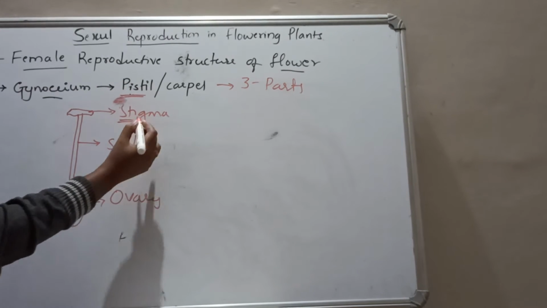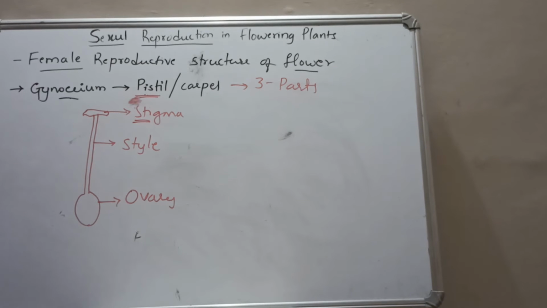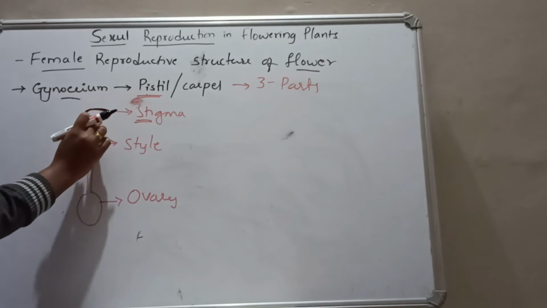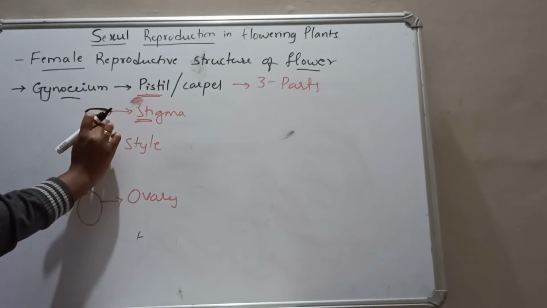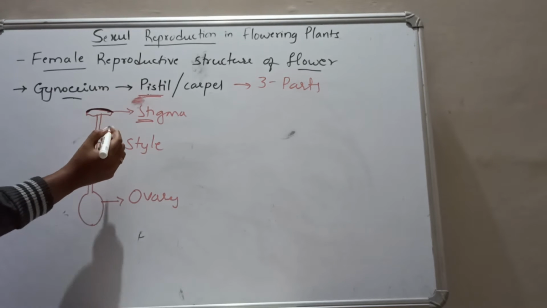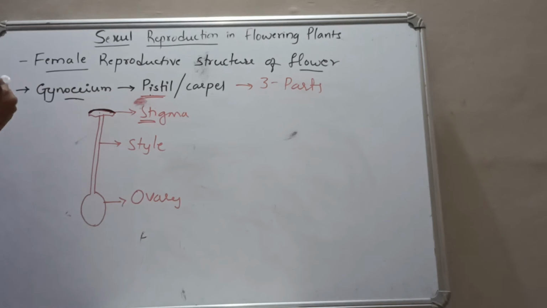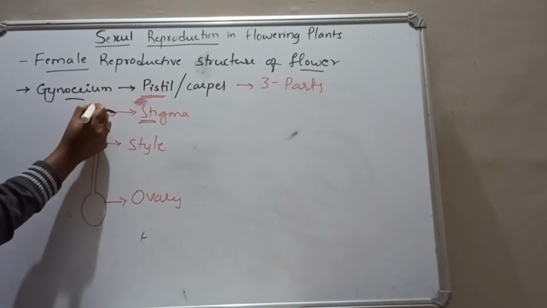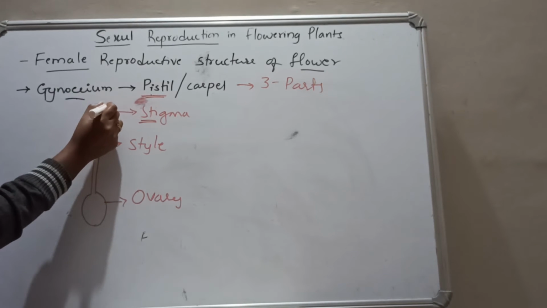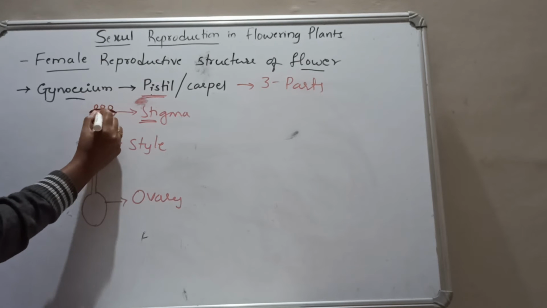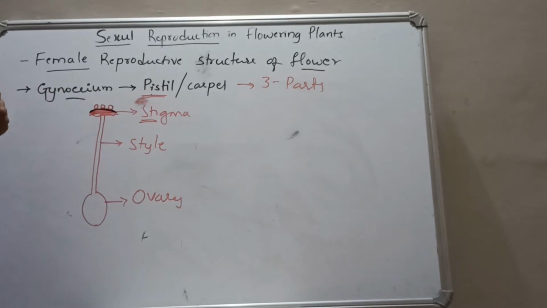Here, the stigma is sticky in nature. Sticky means some gelatinous material is present on the surface, and it is the landing surface for pollen grains. When pollination takes place, the pollen grains come and sit on that surface. That structure is called stigma.